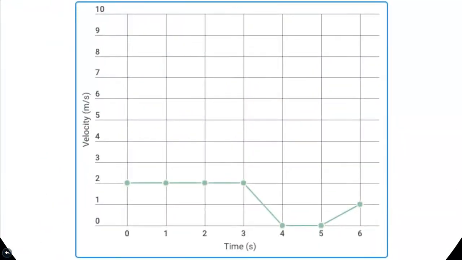So this is the velocity time graph of the position versus time graph we just looked at. So the velocity for the first few seconds was 2 meters per second, and then it dropped down to 0 meters per second, and then it sped back up again.